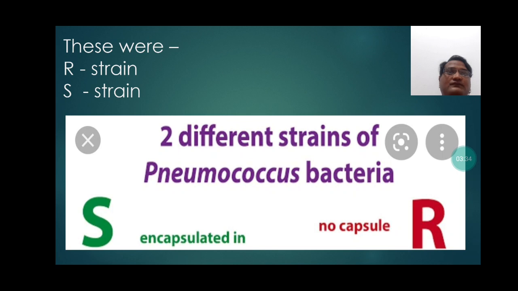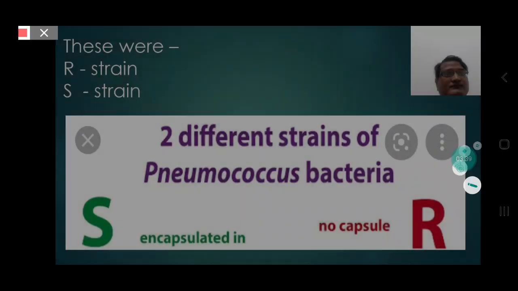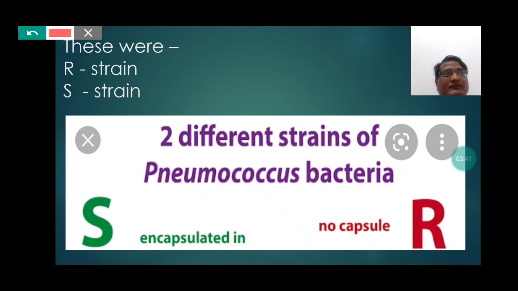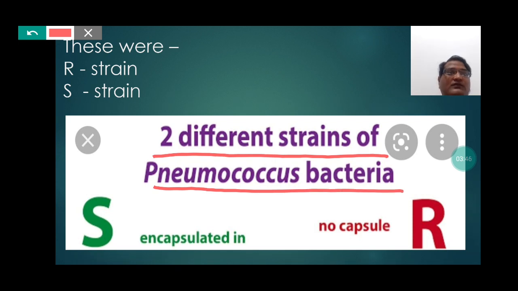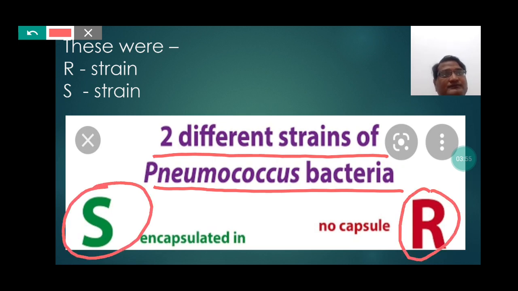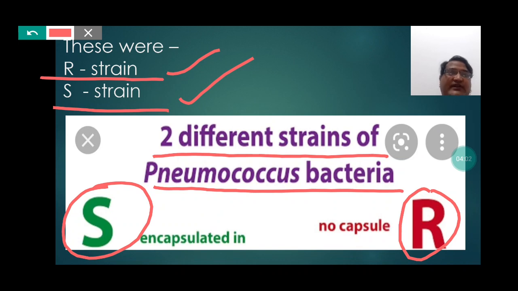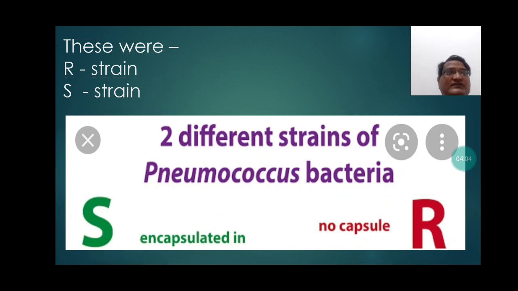These were R strain and S strain. So students, the two different strains of pneumonia or Streptococcus bacteria were S and R, which were R strain and S strain. These two strains of the Streptococcus pneumonia bacteria were considered by the scientist Griffith.